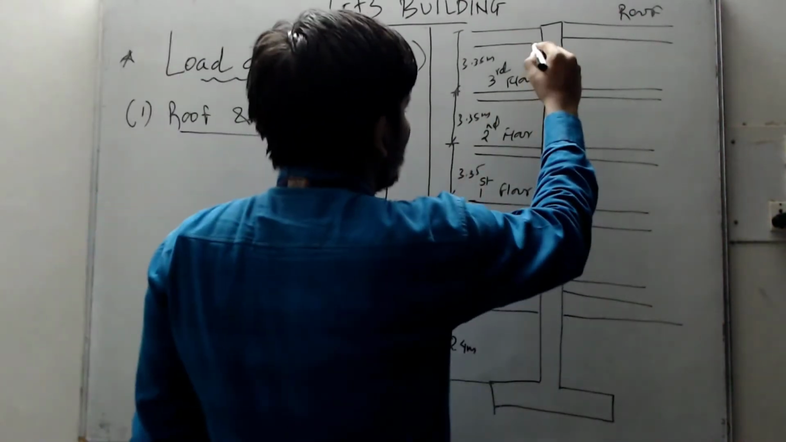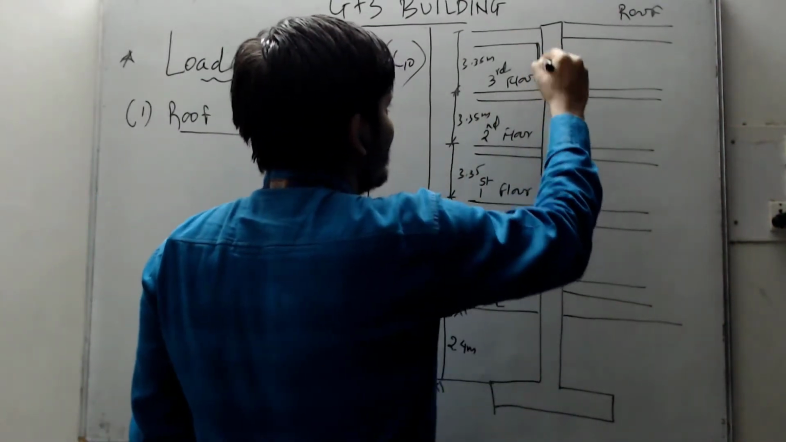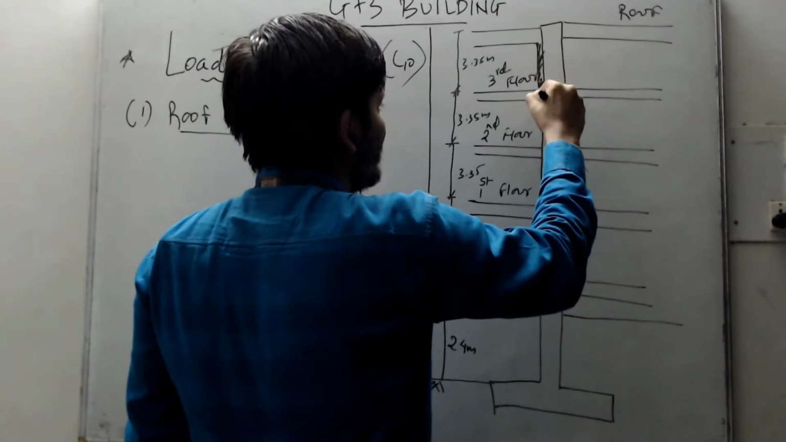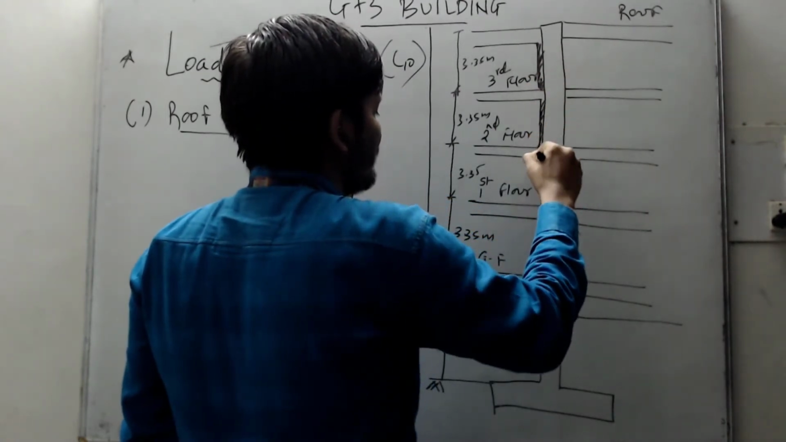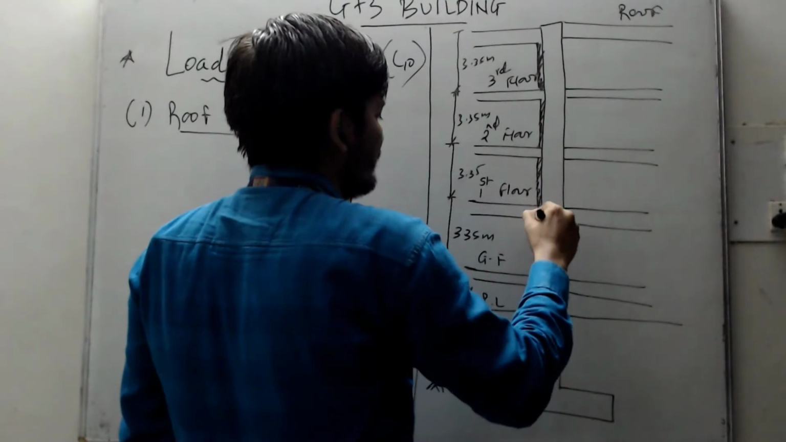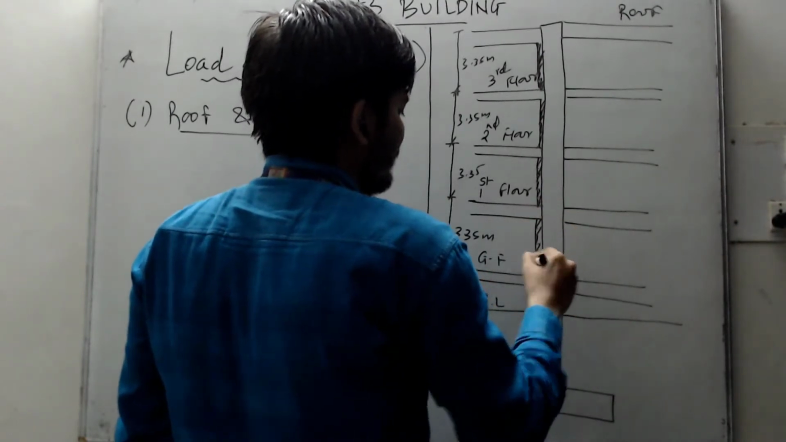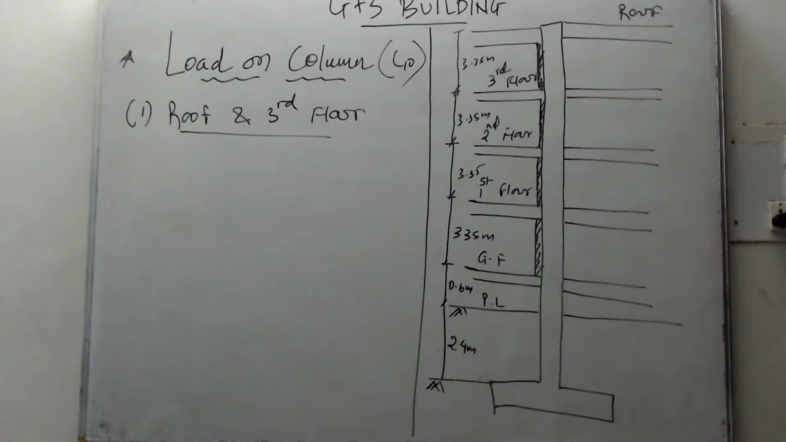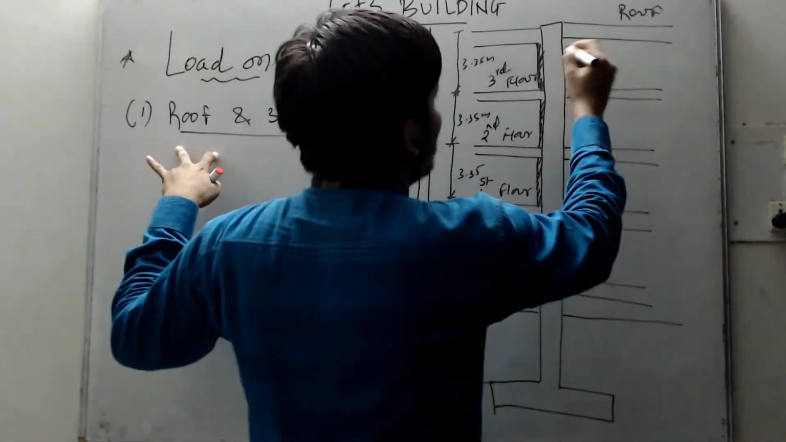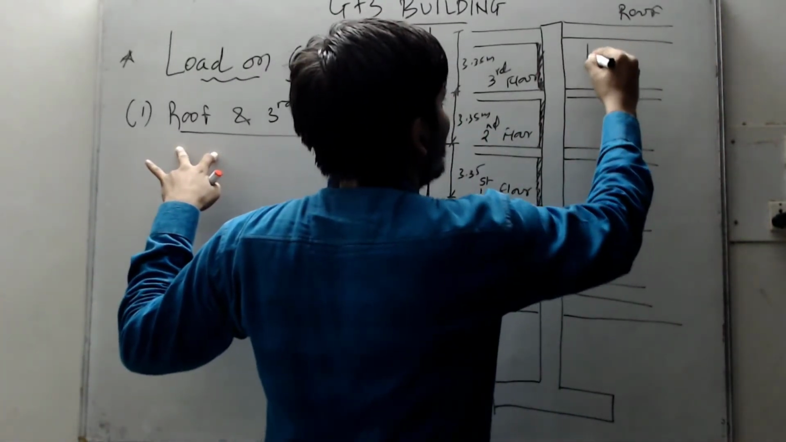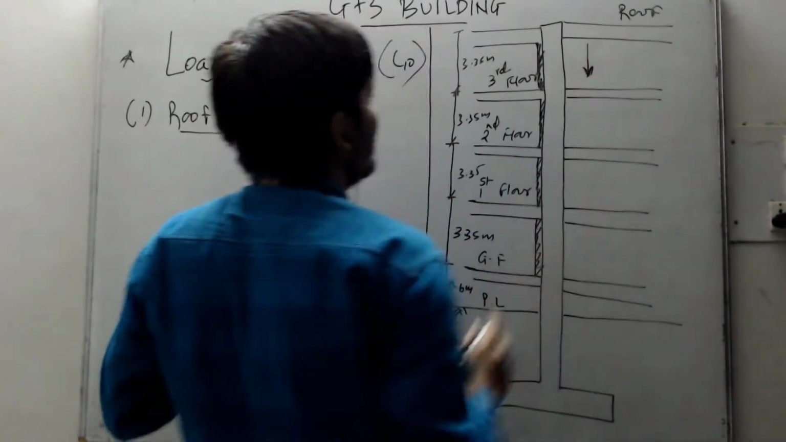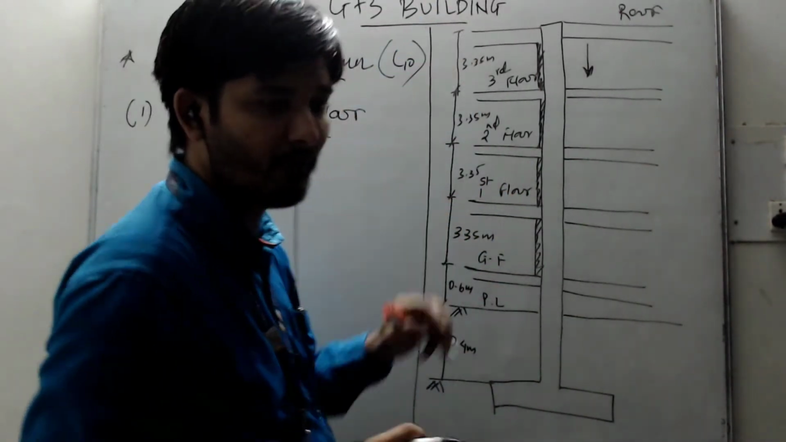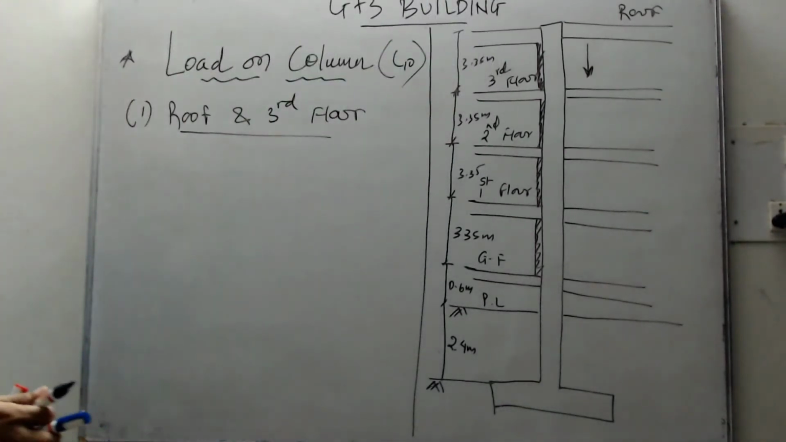Then we have a masonry wall also. So let me show a masonry wall here. On all floors we have a masonry wall. Right, so this is how your section looks like. The middle one is the column C10. First we are going to find the load between the roof and third floor. This column is between the roof and third floor, so whatever load is acting here is between roof and third floor. So the first step is between roof and third floor, that I am going to calculate here.